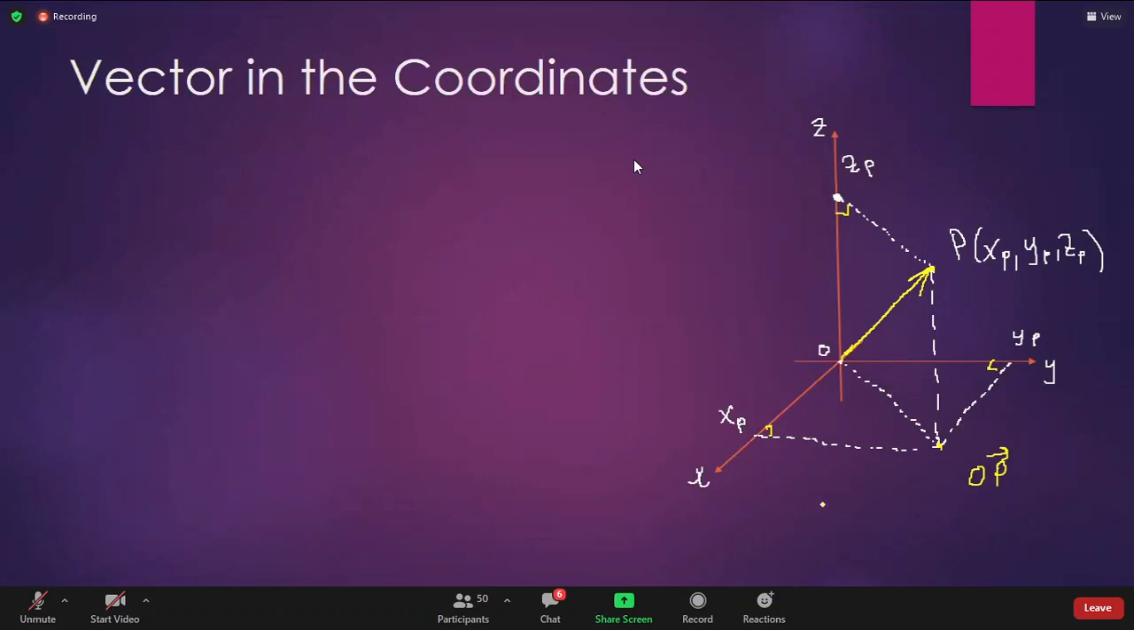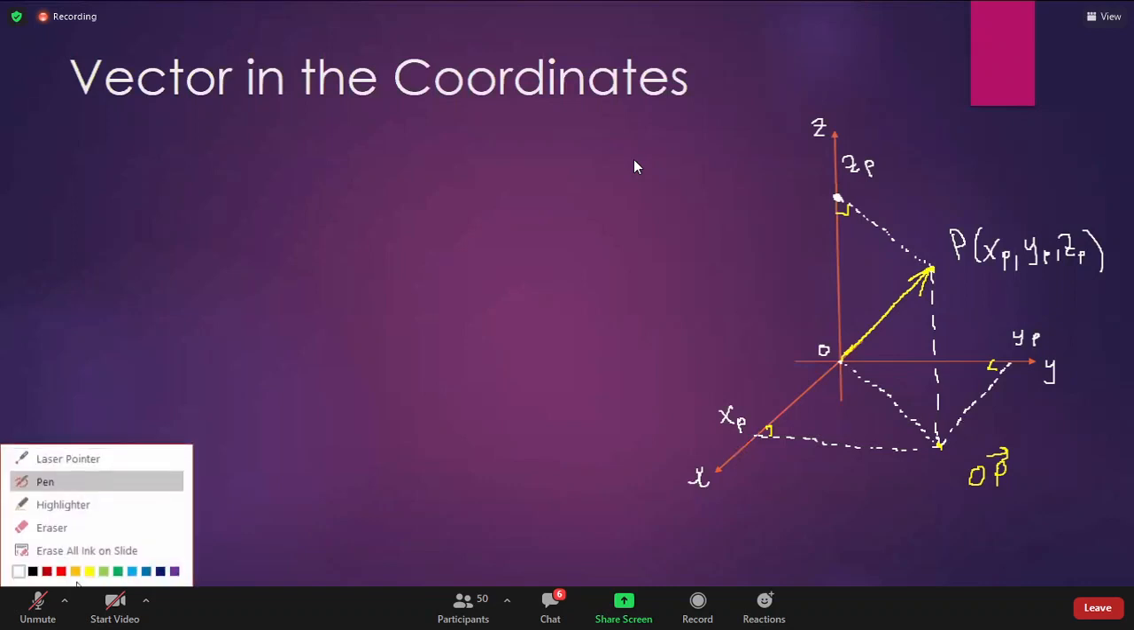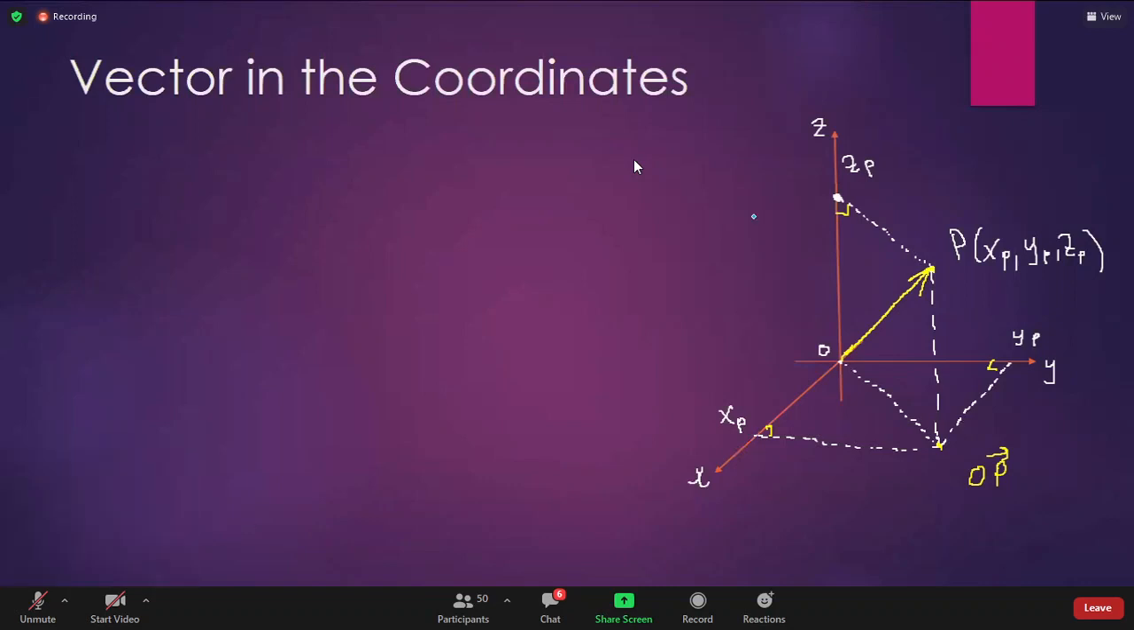In other words, imagine something like a box, like a shoebox, such that the diagonal is actually the vector OP. Let me choose a different color. Let's make it light blue.